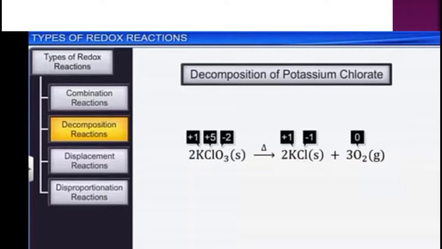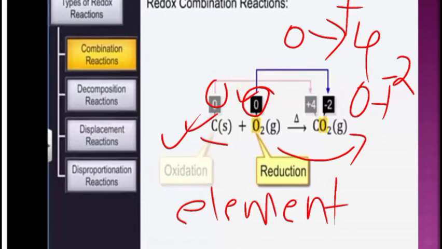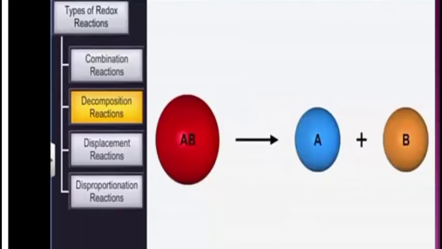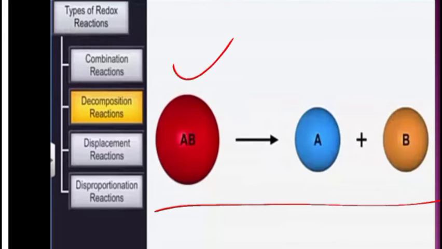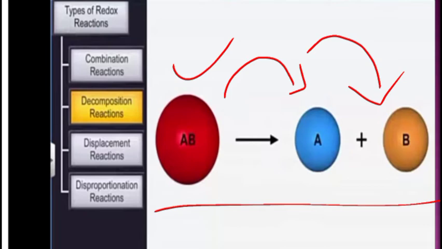Another example. So this is a combination reaction. The next one is decomposition reaction. What do you mean by decomposition? Any idea? Look at this picture. Here AB is made up of A and B. It is decomposed, it breaks down to A and B. Such reactions are known as decomposition reactions. A reaction in which a compound breaks down to form two or more components is known as a decomposition reaction.